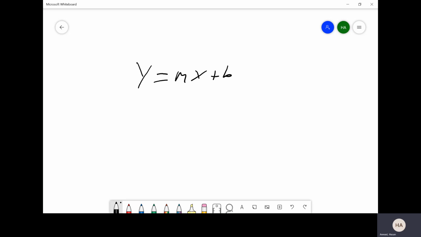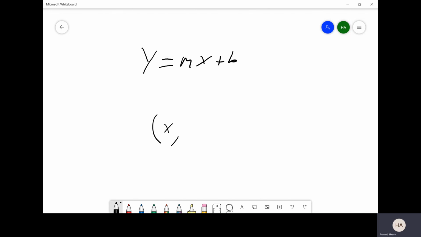So when it's all said and done, we plug in something for x, and then we go through the operations of multiplying by m, adding b, and then we get some output y, right? And this is how we get ordered pairs. So you see that a line is really just a huge collection of ordered pairs. That's all a line is. And as it turns out, that's all any equation is.